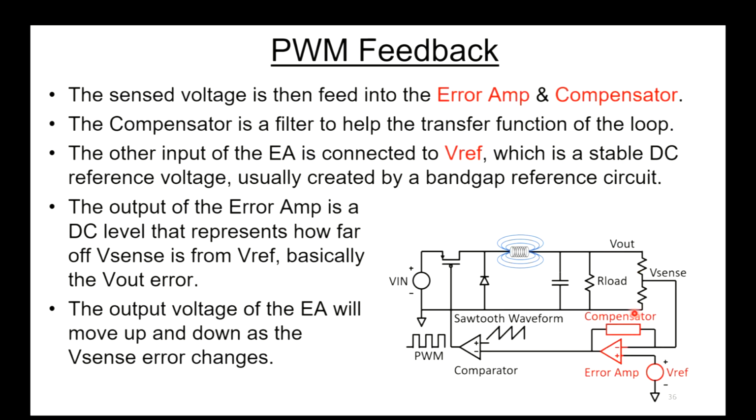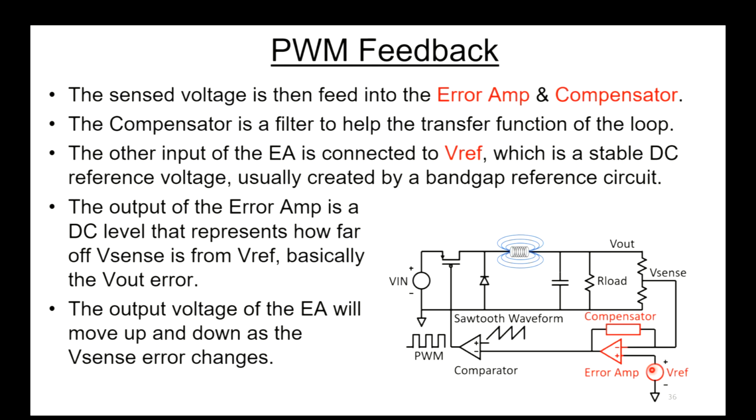The sense voltage is then fed into a compensator and an error amp. The compensator is a filter to help the transfer function of the loop. And I'm not going to talk about any complexity here, just hand wave. It's just helping the transfer function. The other input of the error amp is connected to a reference voltage, very similar to the reference voltage we saw in an LDO. And this would probably be generated by an on-chip band gap, or it could be brought in from the outside world.